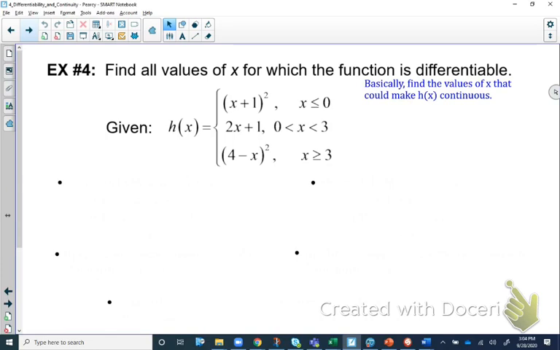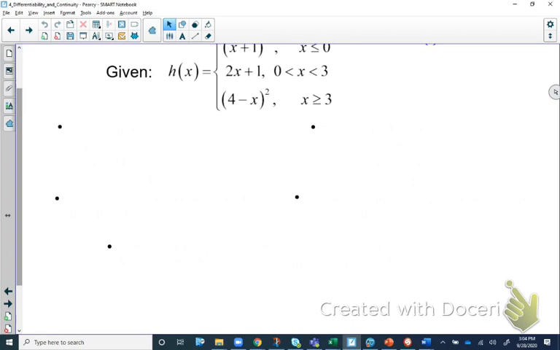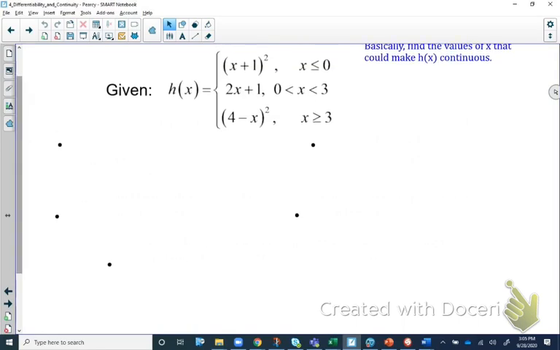So here, what this is asking you to do, it says find all values of x for which the function is going to be differentiable. So what I have typed up there says basically find the values of x that make your function continuous. So this is how I'm going to start looking at it. At x is equal to 0, because we do have to look at this two different ways. Oh, and I'm too far down. Let me scoot it up a little bit so we can see the whole function. There we go.